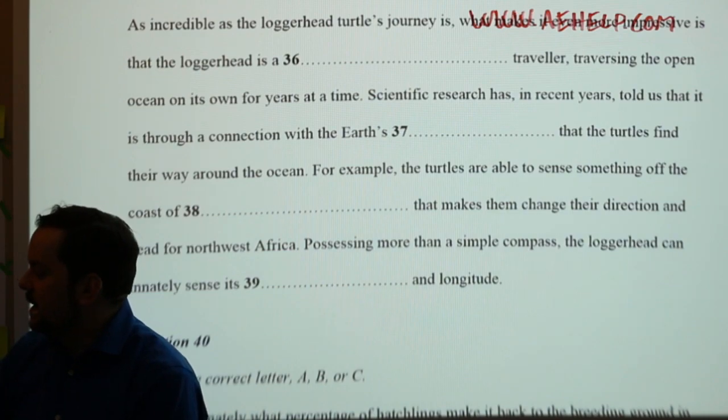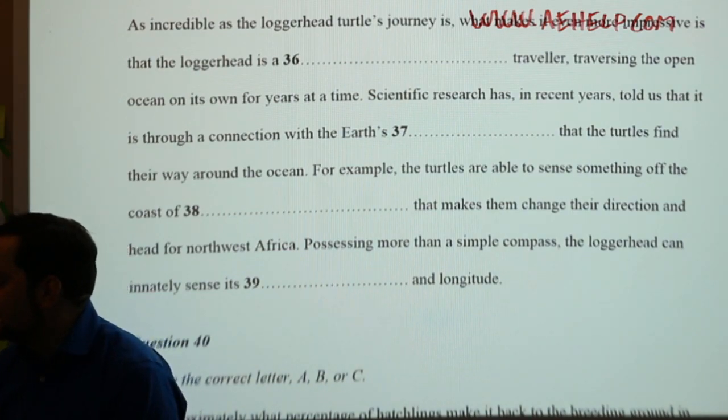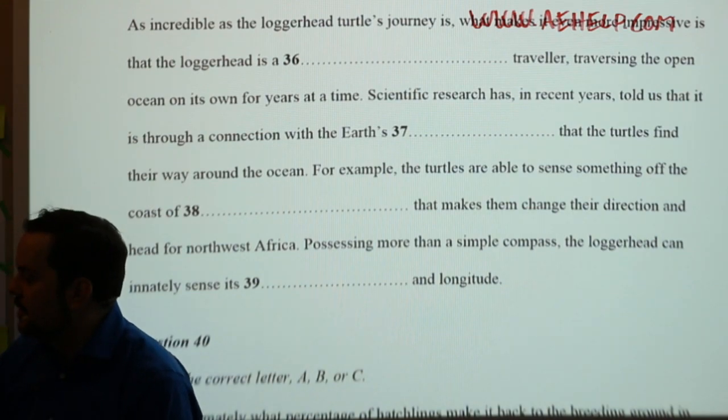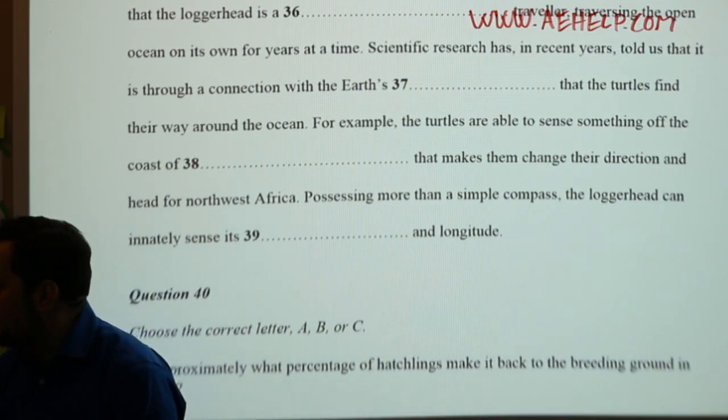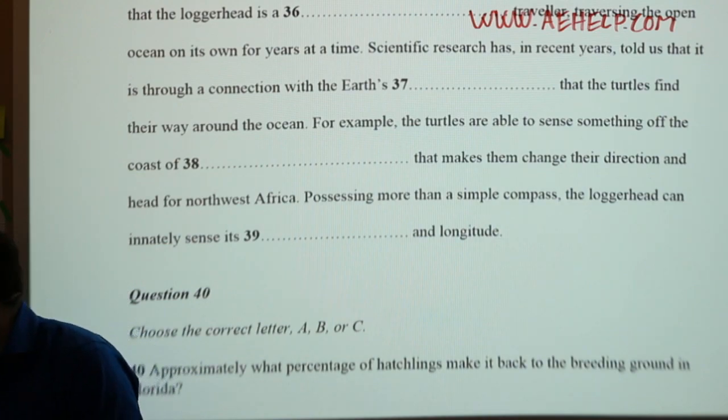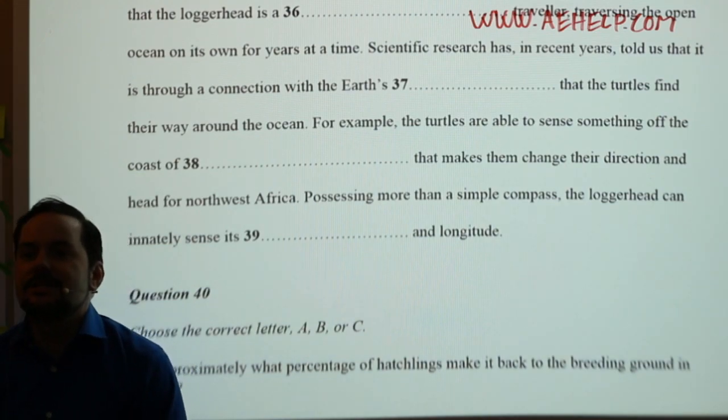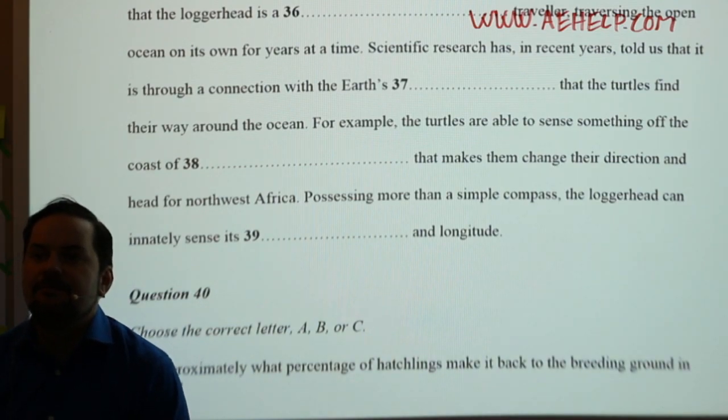Okay, let's look at the next one. Scientific research has in recent years told us that it is through a connection with the Earth's something that the turtles find their way around the ocean. So 37, what is the correct answer? Raya, nice one. Magnetic field. You need both words. Both words need to be spelled correctly. Sana, you will get your answer wrong because you used a big M for magnetic. It's a small m for magnetic field.